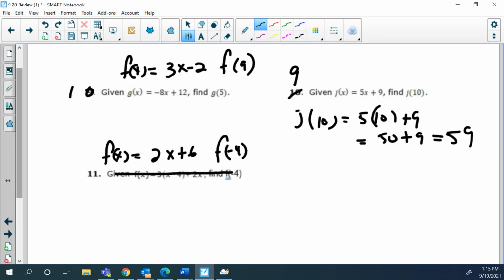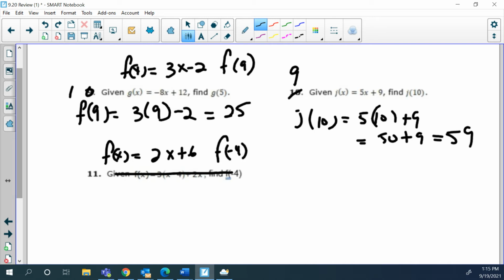And then number 10, you're given f of x equals 3x minus 2. You want to find f of 9. So that's going to give me f of 9 is going to equal 3 times 9 minus 2. 3 times 9 is 27 minus 2. That's going to be 25.